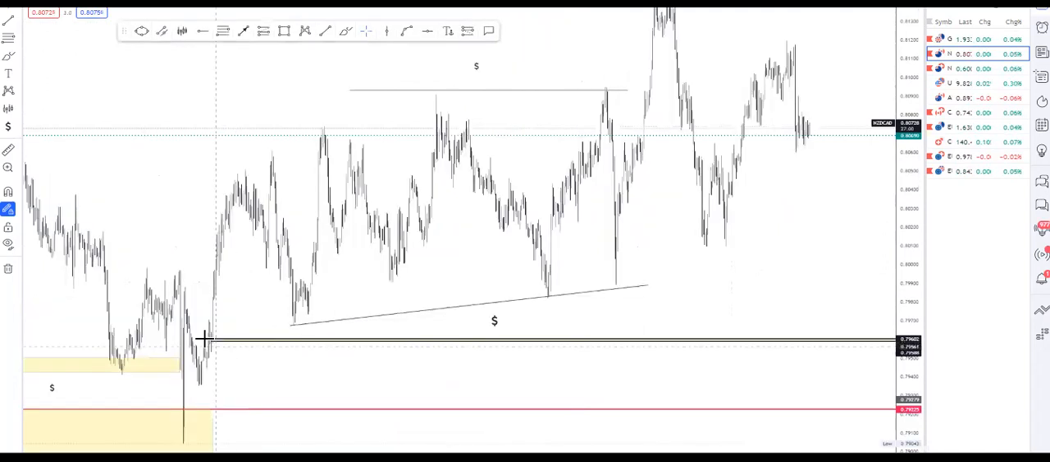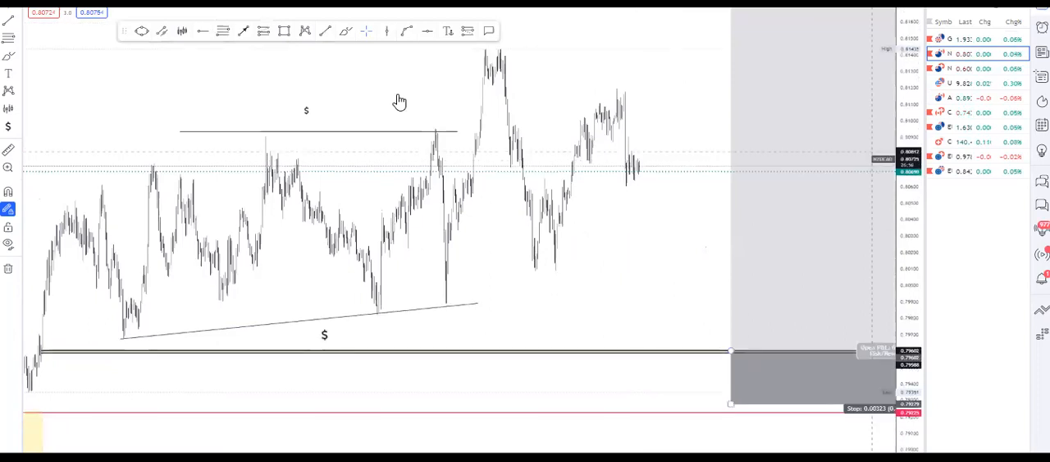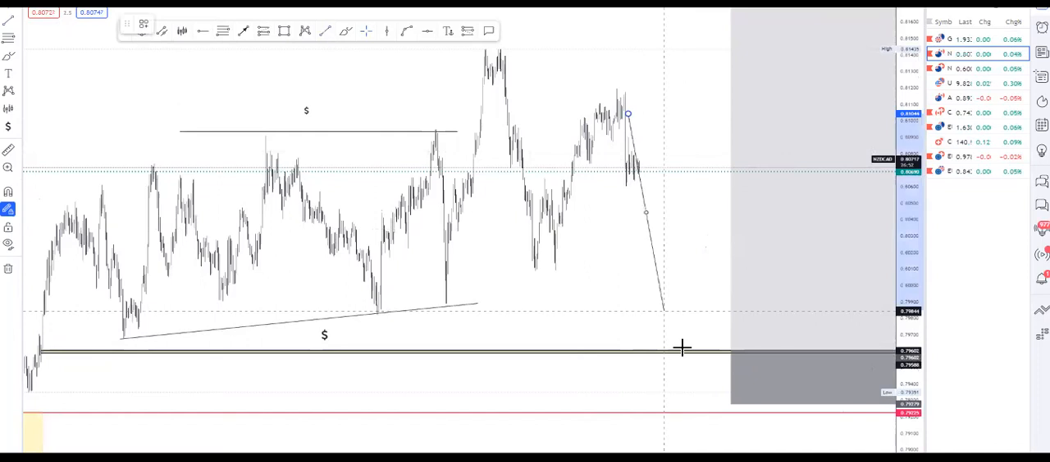So there's still an open order where we're anticipating price to come down to, hopefully this week.